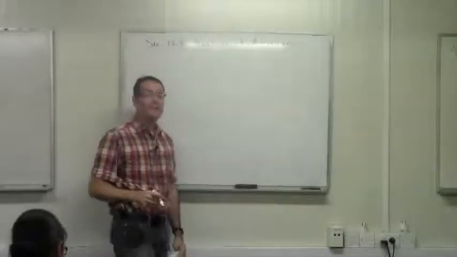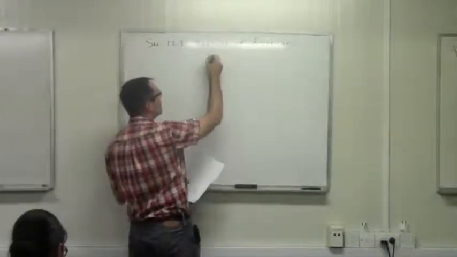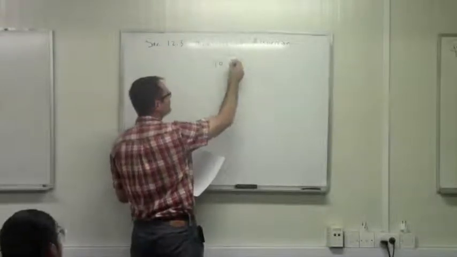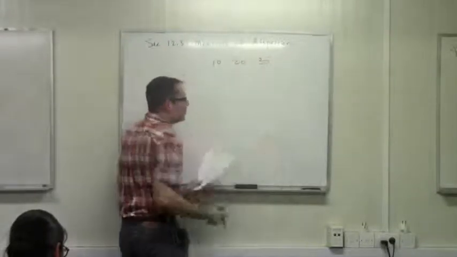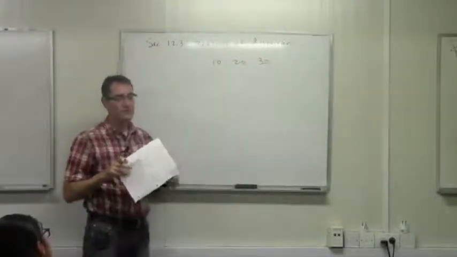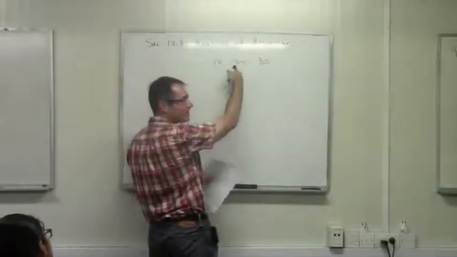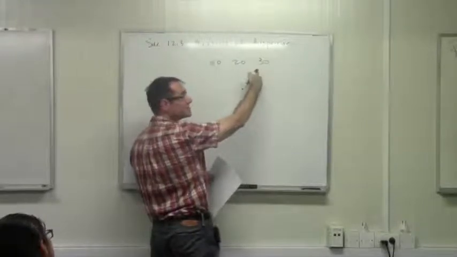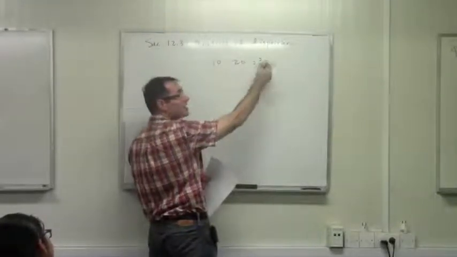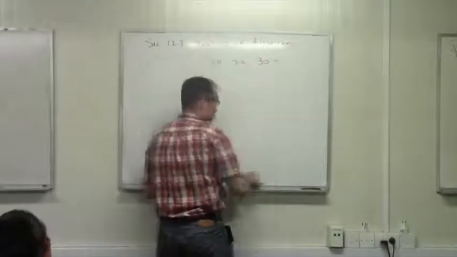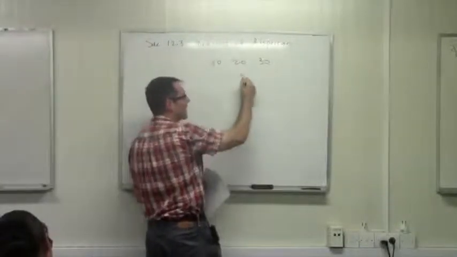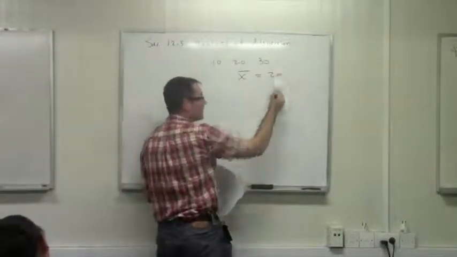Let's say we had three different values. Let's say we had 10, 20, and 30. What's the average of those values? Average is 20, right? 10 plus 20 is 30, plus 30 is 60. 60 divided by three values is 20. Right? The average, X bar, is 20.